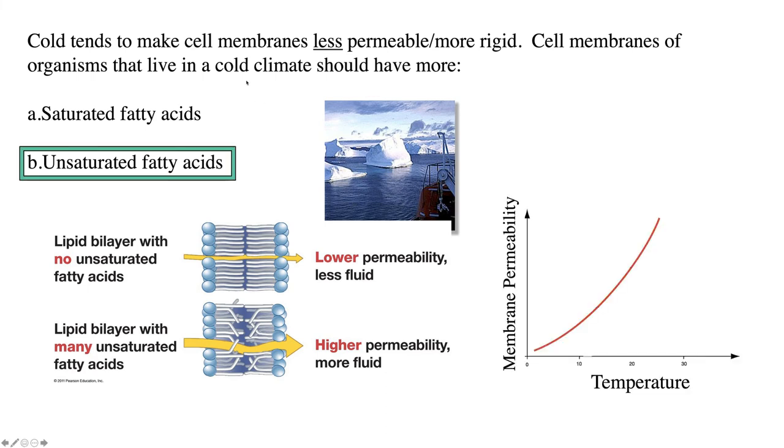Okay, so cold, as we said before, tends to make cell membranes less permeable or more rigid. So if it's a cold temperature, the membrane permeability is going to go way down. So you're down here somewhere. And so cell membranes of organisms that live in colder climates should tend to have more unsaturated fatty acids. So here we're looking at this scenario. With unsaturated fatty acids, there's more kinks in the tails. Overall, the membrane has higher permeability. So even though we're in a colder temperature that's reducing overall permeability, those kinky tails are counteracting that by allowing the membrane itself to have an overall higher rate of permeability. And so it sort of evens itself out by having these unsaturated fatty acids in that cold temperature.